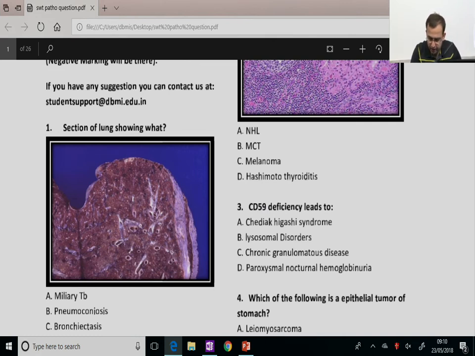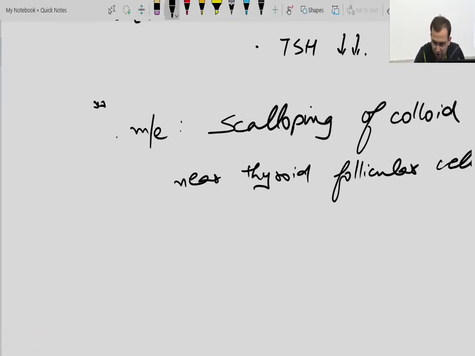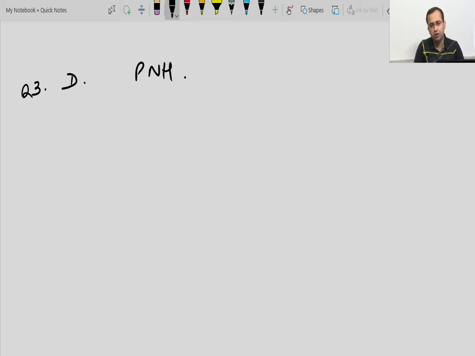CD59 deficiency leads to, and the answer is D, that is PNH. Question number 3, PNH, paroxysmal nocturnal hemoglobinuria. First point, what is PNH? Hemoglobinuria taking place at night is not the classical presentation, but that is what we say in PNH, paroxysmal, intermittently nocturnal hemoglobinuria.